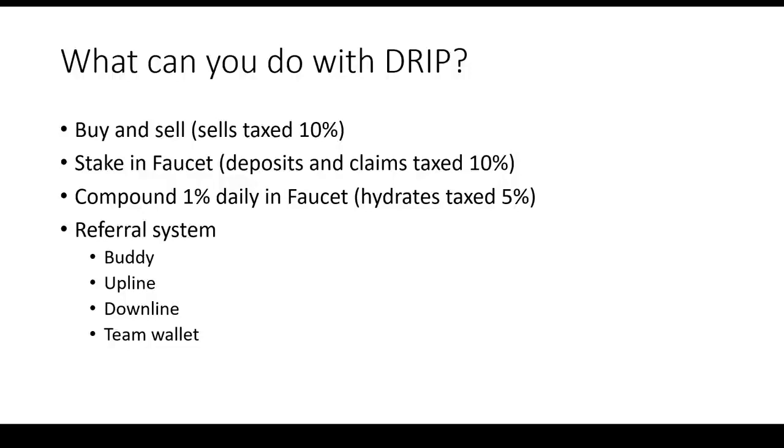In the referral system, you have an upline and a downline. So people that invited you to participate on the Drip network, those are your upline, and you sign up under your buddy. Your buddy is your immediate upline, and that person also has a buddy above them, and it can go up and down up to 15 levels.